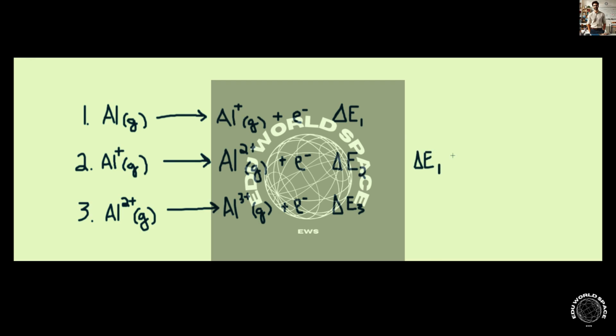the lowest. So we can write this as E1 would be less than E2, which would still be less than E3.